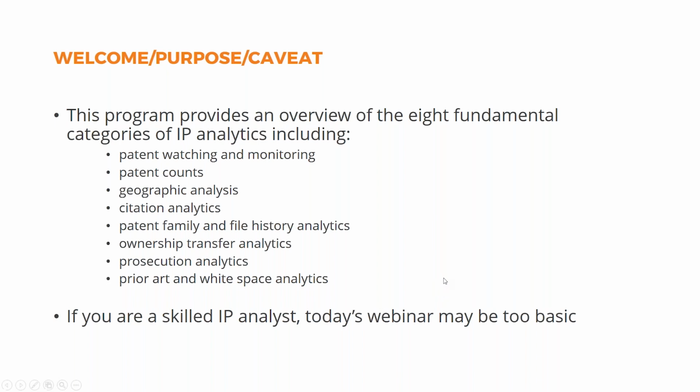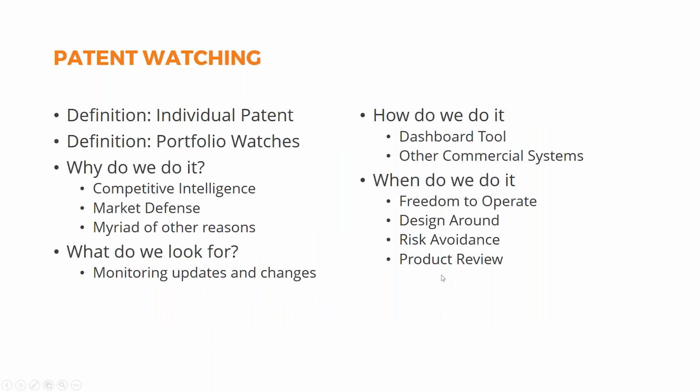We'll talk about patent watching. Patent watching falls into 2 definitional categories. I'm going to go through this with the same kind of format with all these different categories: definitions, and then why, what, how, and when. So why do we watch patents? Individual patents have a life cycle. We see them from birth in the application status through their eventual death or abandonment. And during that time, especially during prosecution, lots of different things can happen. So why do we watch individual patents?